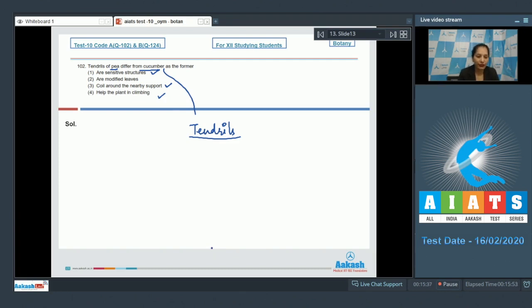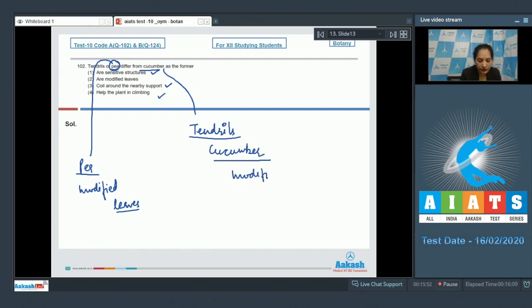What is the basic difference? Tendrils in the pea, they are modified leaves. What about the cucumber? Tendrils in cucumber, they are modified axillary buds, or they arise from axillary buds. So tendrils of pea differ from cucumber as the former are modified leaves. So the correct option for the given question is option number 2. Let's move to the next question.